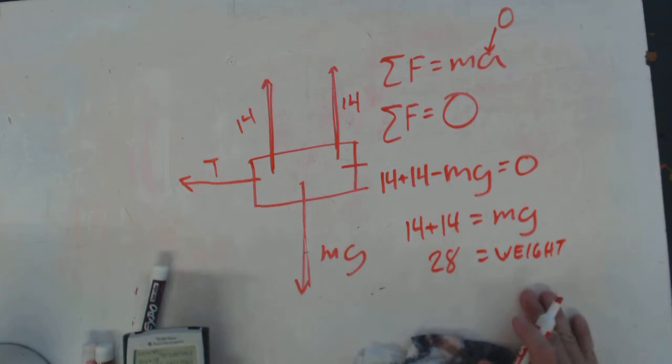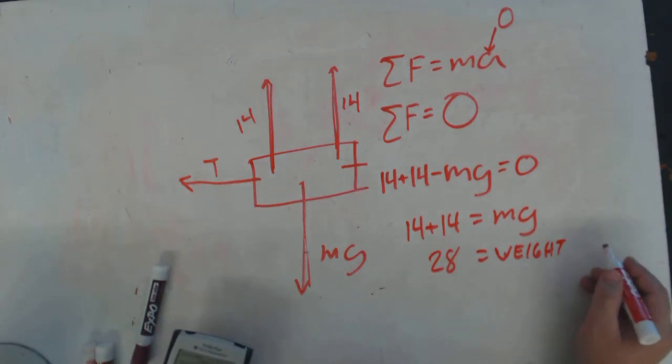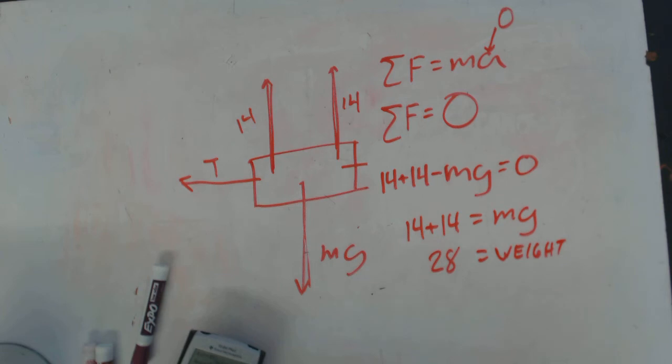Now, if I were trying to determine the mass, at this point I just simply divide by g, which is about 10. Okay? Cool?